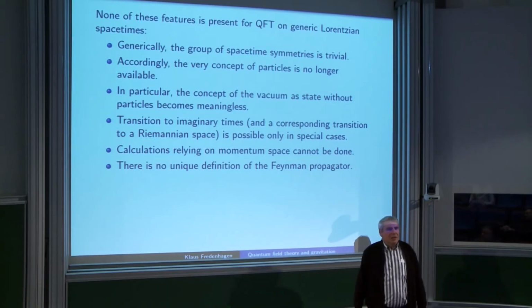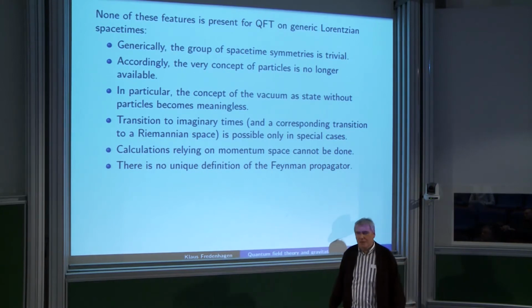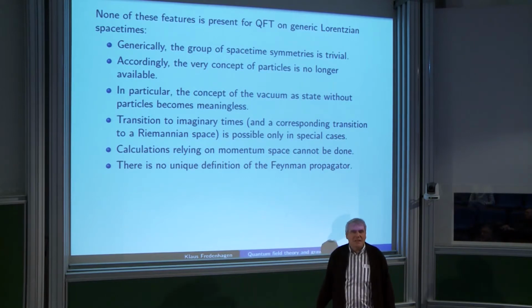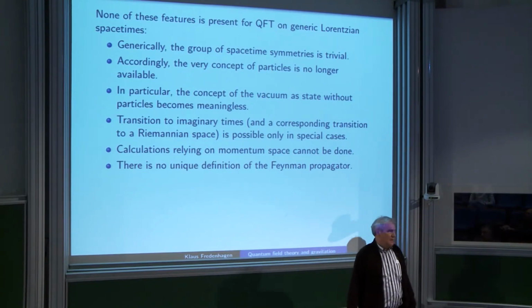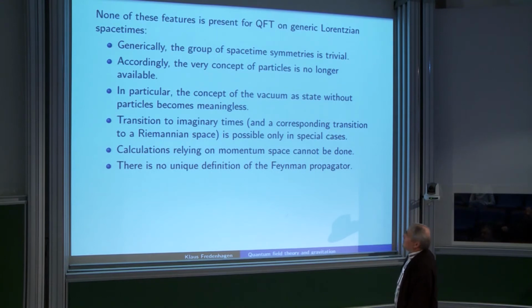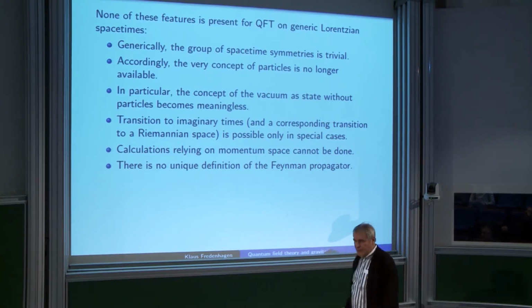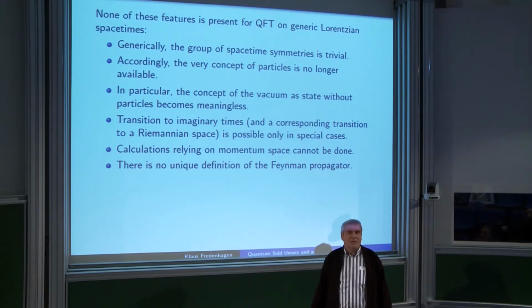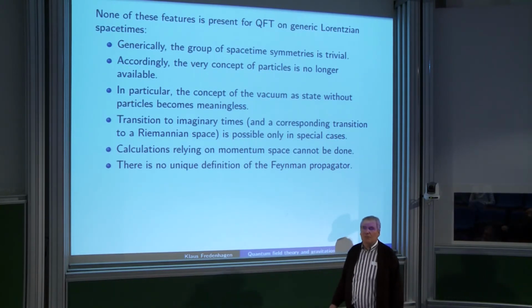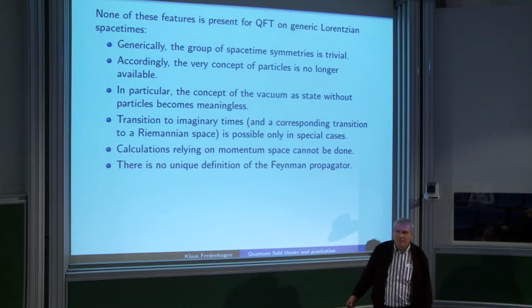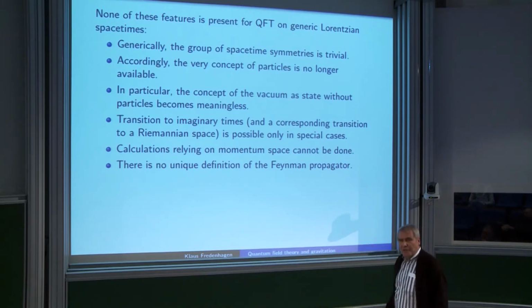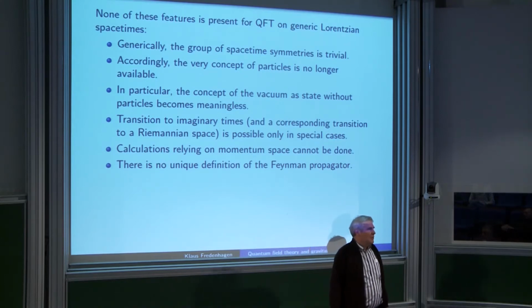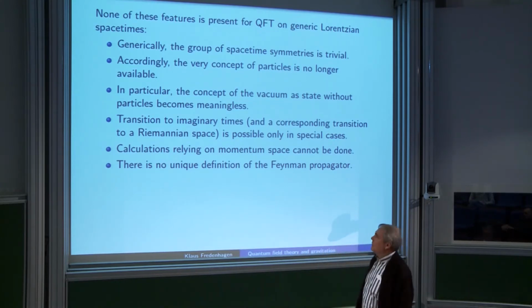And when one tries to put quantum field theory on a curved background, you see that none of these features is present. In the generic case, the group of space-time symmetries is trivial. So there is no useful concept of particles on a curved space-time. Therefore, there is also no notion of a state without particles, so the vacuum is no longer a valid concept.